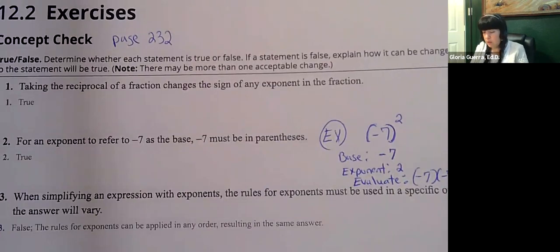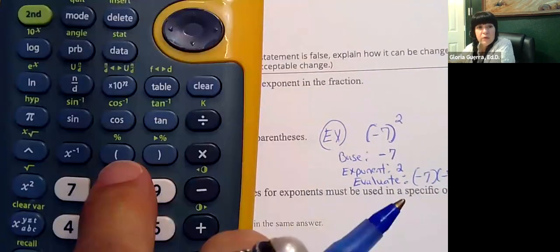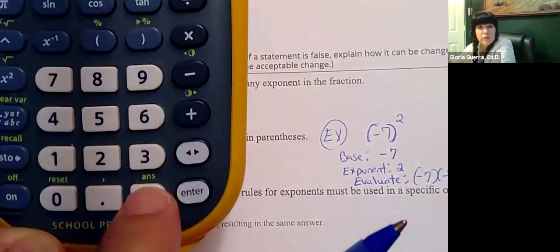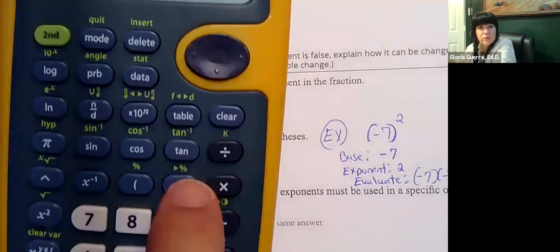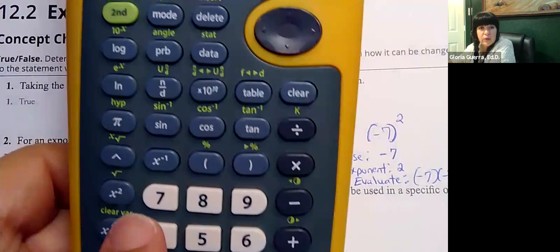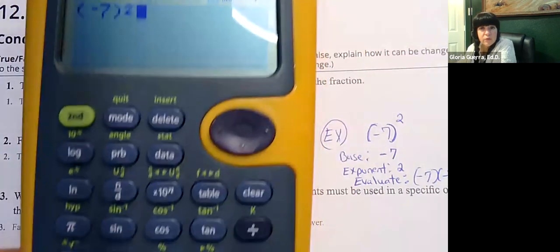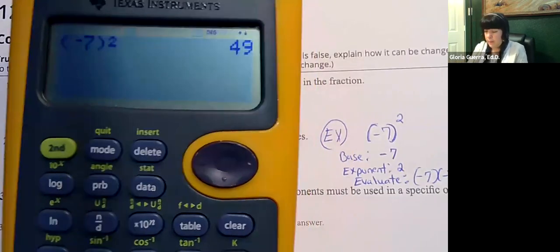And if I type that in the calculator, parentheses right here, and then the negative -7, close parentheses. And then if I raise it to the second power, it gives you 49. Okay.